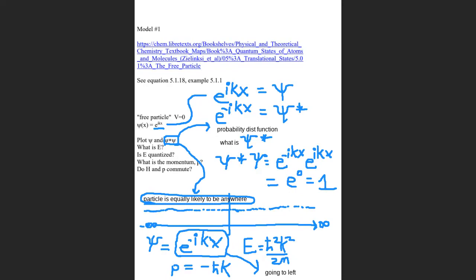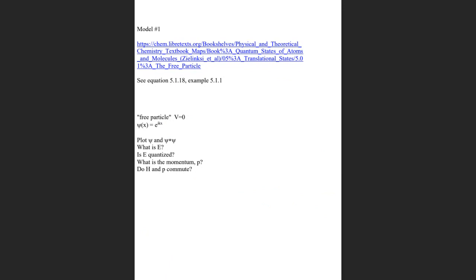Okay. I'm going to clear the page. The problem with the free particle is, as I say, although it's an eigenfunction of the Hamiltonian, in principle you have no idea where the particle is. And in most cases, we have some idea where the particle is if we're thinking about it at all.